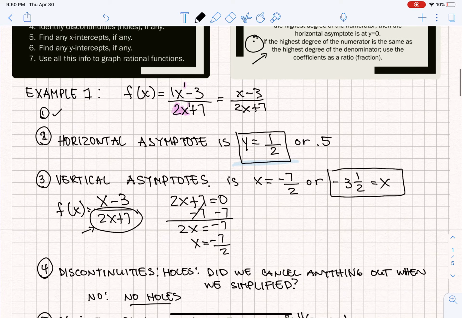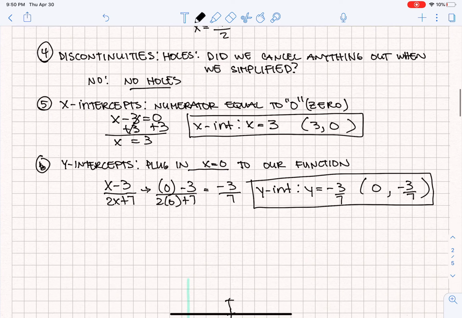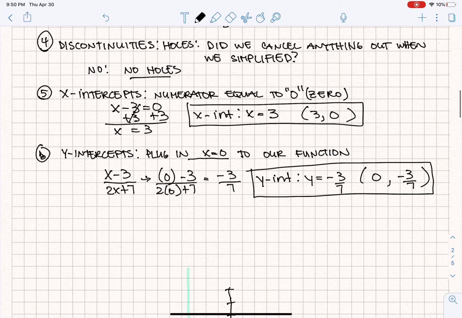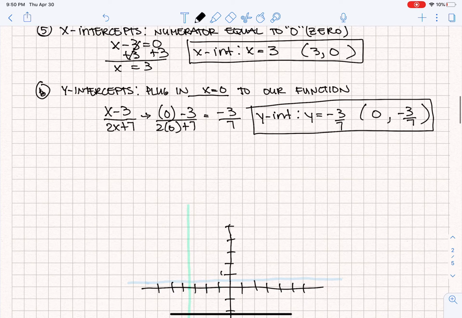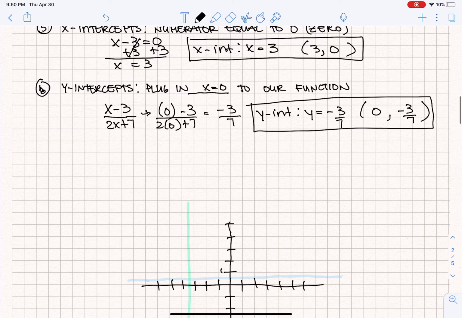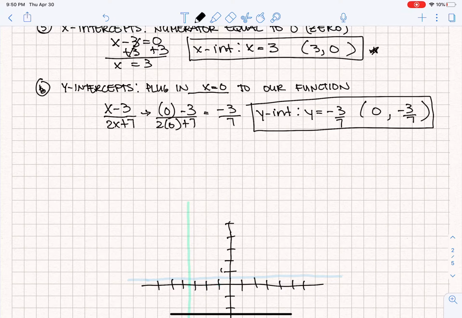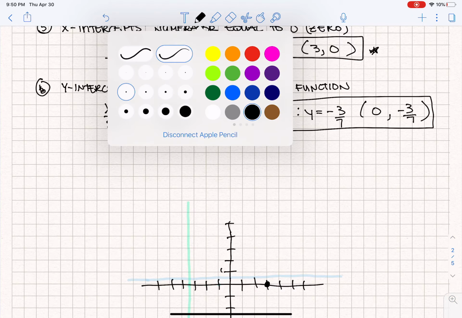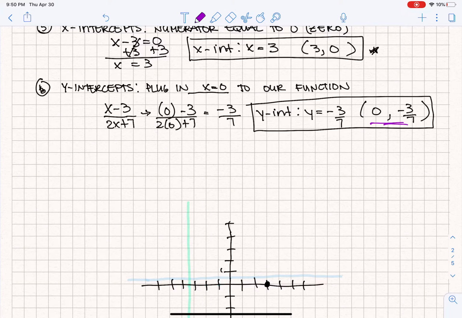All right, and then we're going to use all this information to graph our functions. Okay, so we don't have any discontinuities, so cool. We don't have to put any holes into our function. So here is our graph, and we're going to mark a point at 3, 0. So 1, 2, 3, 0 right here. This is our x-intercept. We'll change the color to do our y. So our y-intercept is at 0, negative 3/7. So 0, negative 3/7 is maybe about right there.